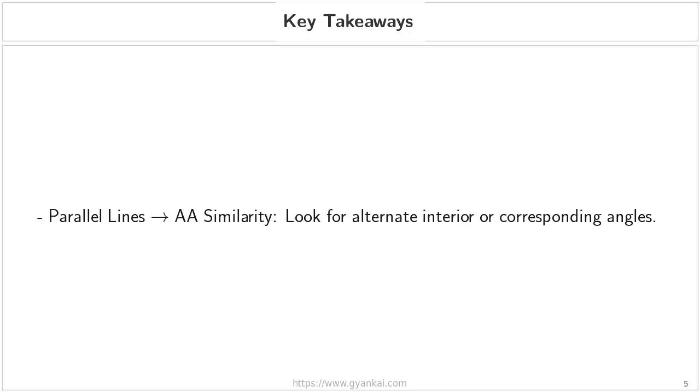First, remember that whenever you see parallel lines in a geometric figure, your brain should immediately think of AA similarity. Your goal here is to hunt for equal angles, specifically looking for alternate interior angles or corresponding angles created by a transversal.